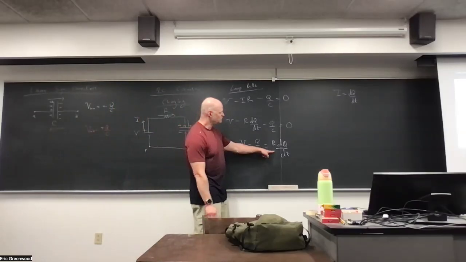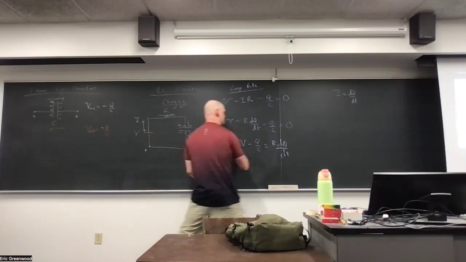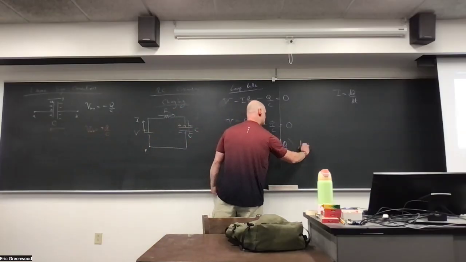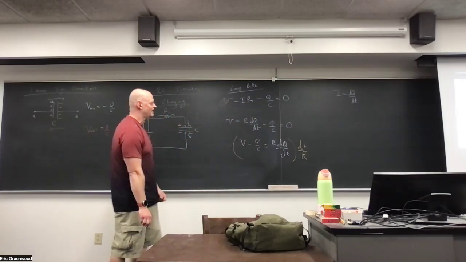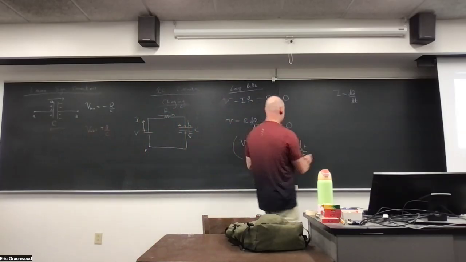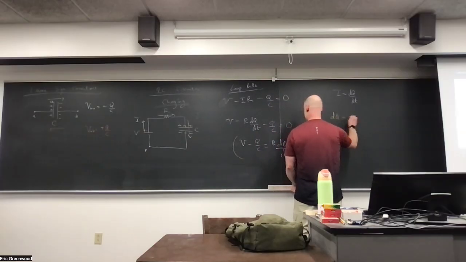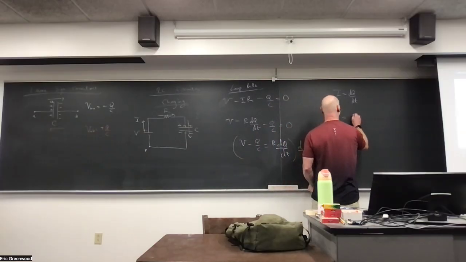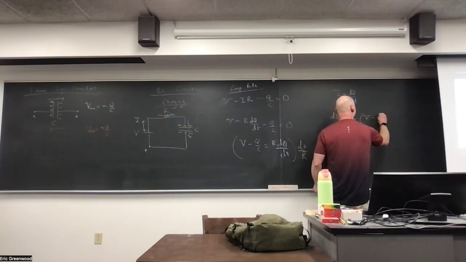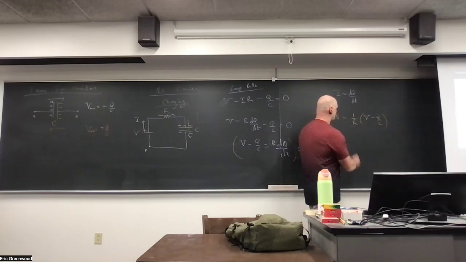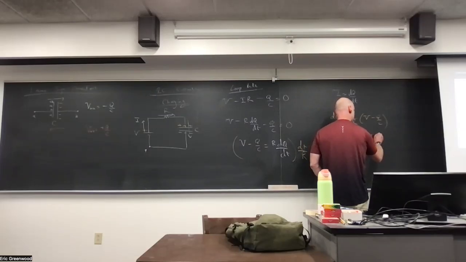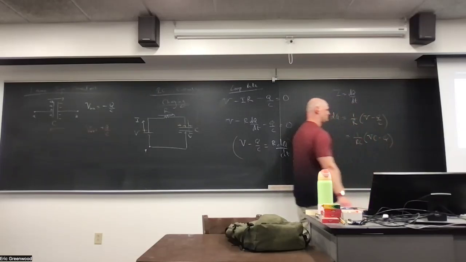Next, I'm going to separate this expression. So we're going to multiply both sides by dt over R, to get rid of that R and that dt. So in this case, we're going to get that dq is then equal to what? 1 over R times V minus Q over C. Finally, I'm going to factor out the C to put it out front. So I'm going to get a 1 over RC times VC minus Q.